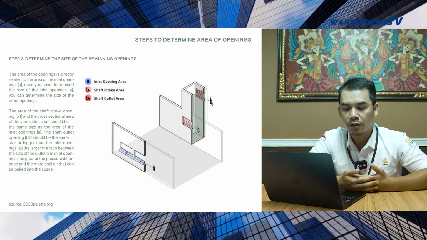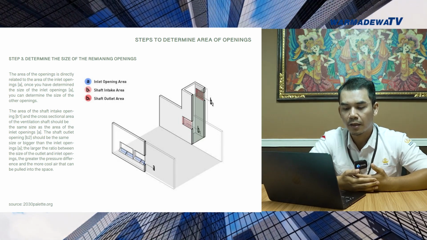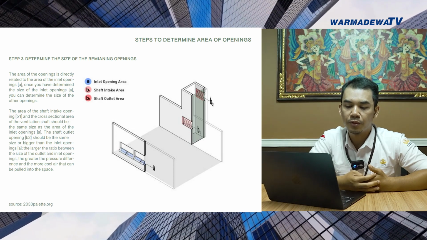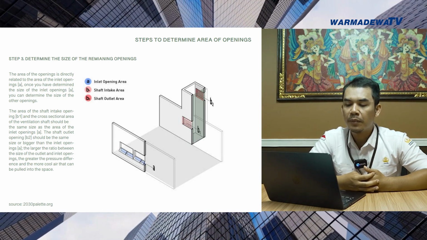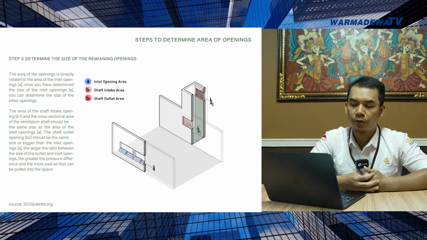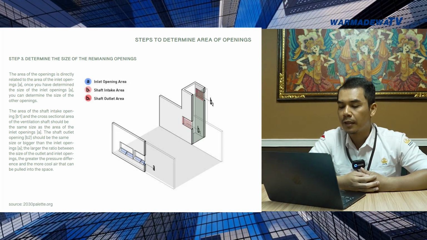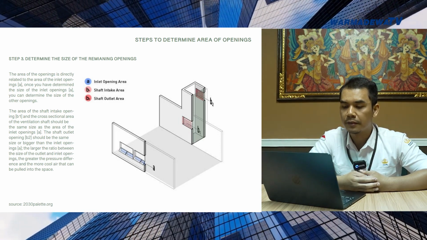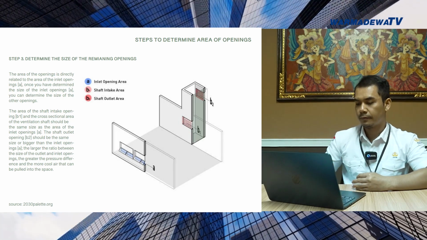The larger the ratio between the size of the outlet and inlet openings, the greater the pressure difference and the more cool air that can be pulled into the space. So this is basically how an architect can manipulate the flow of wind by calculating the size of the inlets and outlets of the shaft.